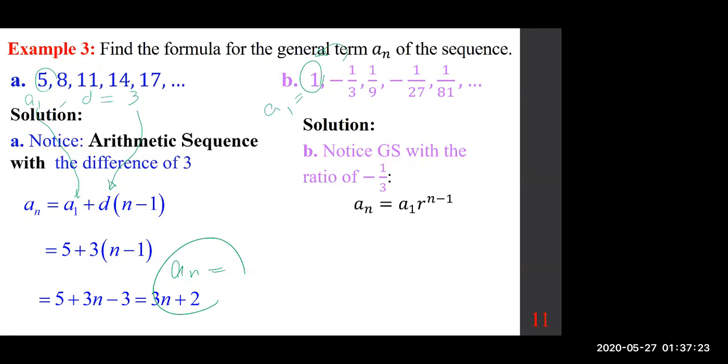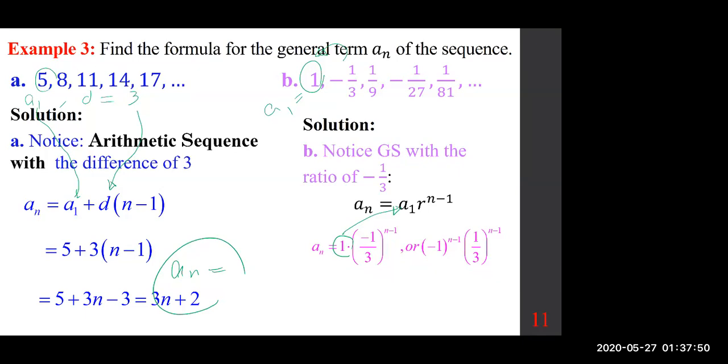And so with that being the case, let's plug in. A sub 1 is 1, r is negative 1/3 to the power of n minus 1. Okay, and so you can rewrite it either way. Now, one of the things I want you to pay attention to, so basically I'm using the formula. A sub 1 is 1, and then r is negative 1 to the power of n minus 1.